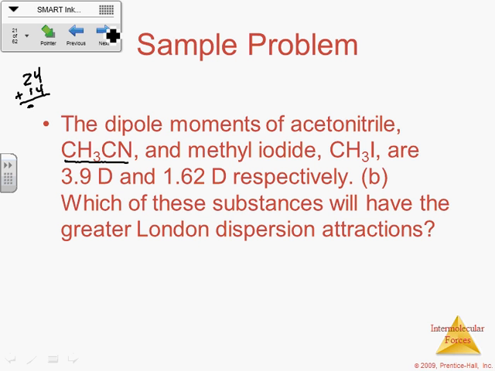This is bad. I should be able to do this in my head. 38, 41, okay? So 41 grams per mole here. If you add these up, well, iodine itself was 127, okay? So this is much bigger. So the CH3I, because of its much greater size, is going to have greater London dispersion attractions, okay?